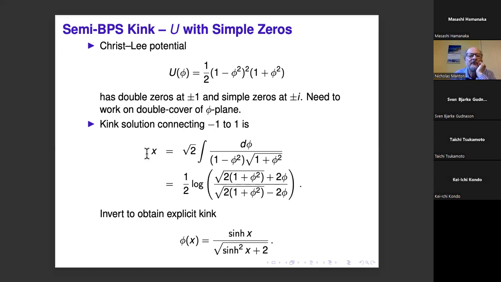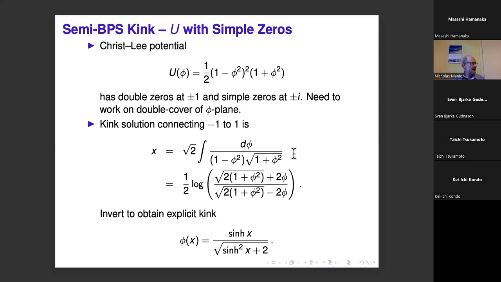So the method works as before. x is the integral of d phi divided by the square root of U. So here's U. You take the square root. But now you can't just get rid of the square root of this term. So you get this explicit square root, and you need to worry about the branch points at plus or minus i. Well, it turns out this is a simple integral. This is an elementary integral. It's a bit complicated. It's elementary because there are only 2 simple zeros.